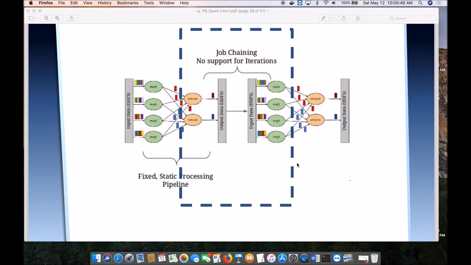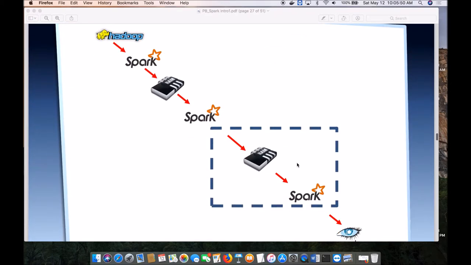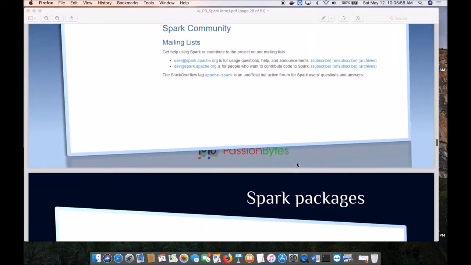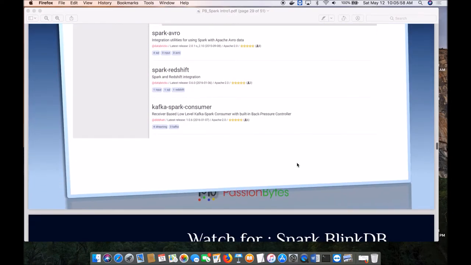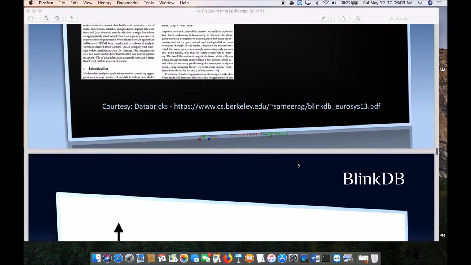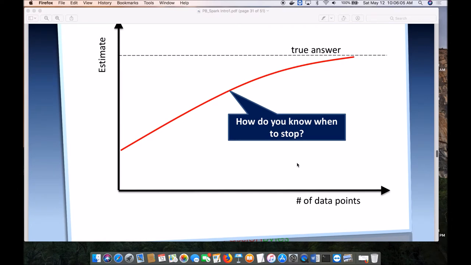Whereas you will eliminate this difficulty in Spark. Okay, we'll look into this architecture a little bit later. There is a big community. There are a lot of packages that are available in Spark. There is a database coming in called BlinkDB, a very, very interesting database. It allows you to get an answer with an approximation.